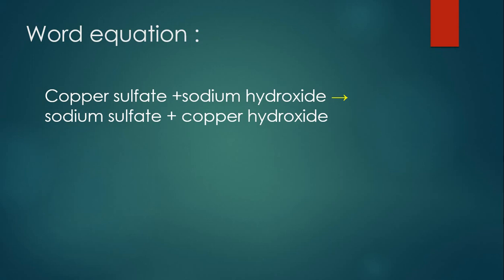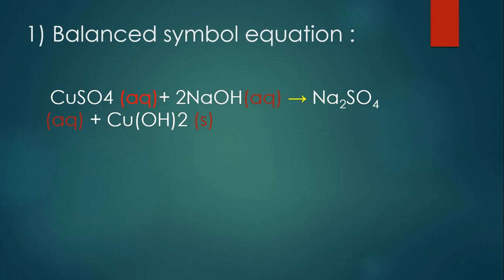This is the word equation, and if I want to write it as a balanced symbol equation, all I need is to refer to the periodic table of elements to know the symbol of each element and write them down in this equation. So we will have CuSO4 aqueous plus 2NaOH aqueous gives you Na2SO4 aqueous plus Cu(OH)2 solid. You might notice we have identified the states, which I will explain in the second step.